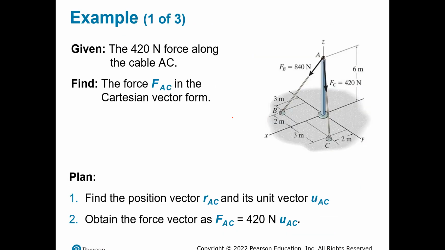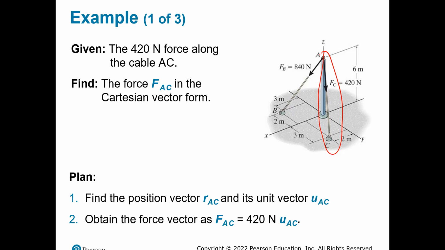As I always say, there is a lot of terminology, but once we put in the numbers, things will make sense. That's why I decided to incorporate a bunch of examples in my presentation. For example, this one: the 420 newton force along cable AC, which is this one right here. Given that, we need to find the force FAC in Cartesian vector form. So basically what we just did.